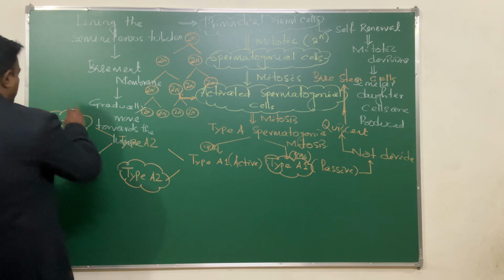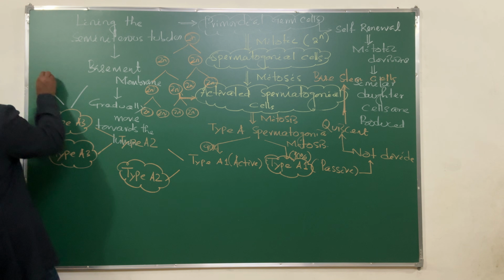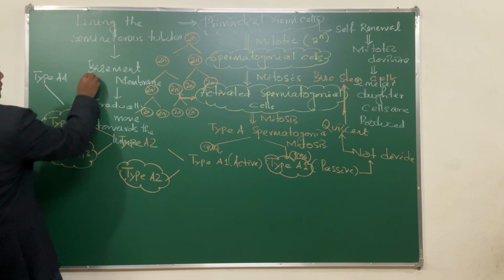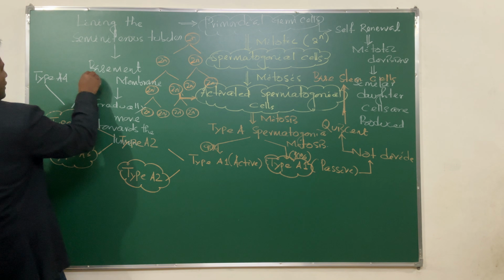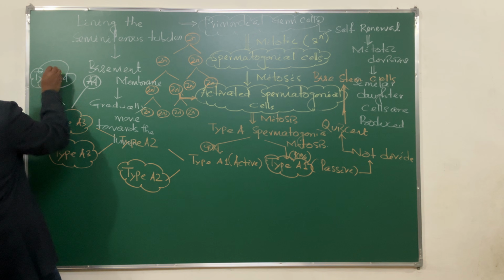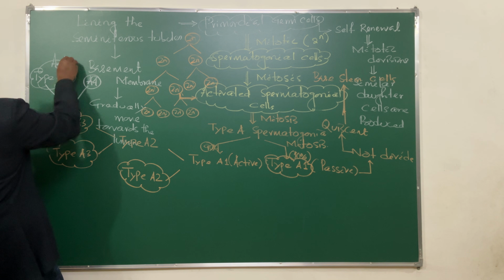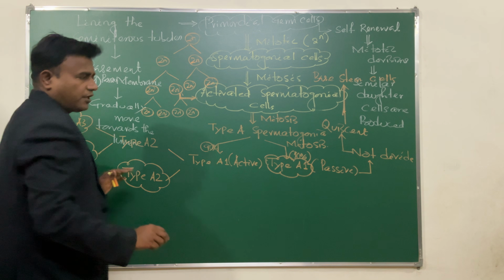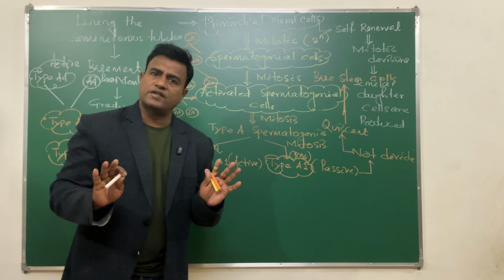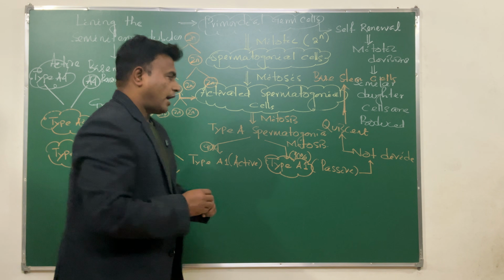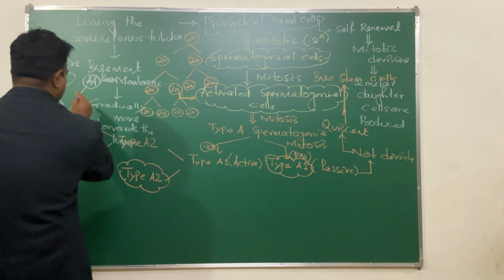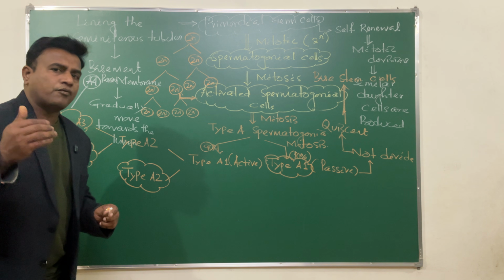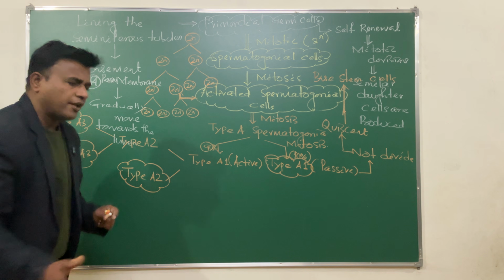Now this type A3 will divide into type A4, type A4. Here again this is active and this is passive. It has been seen, no doubt controversies are there, but it has been seen. After 3 successful divisions, now the A4 will not further divide, or it may carry out the division.